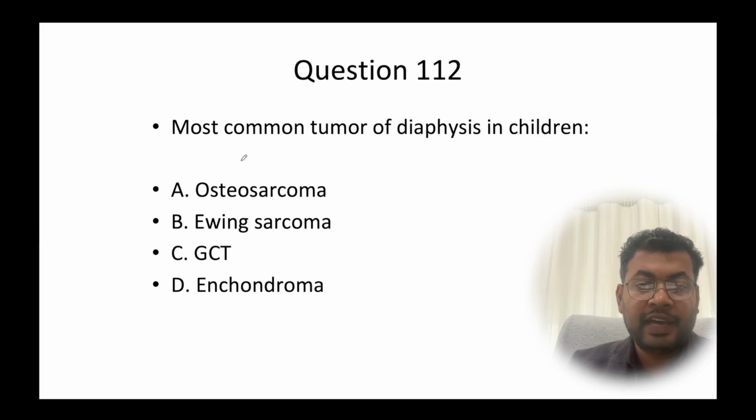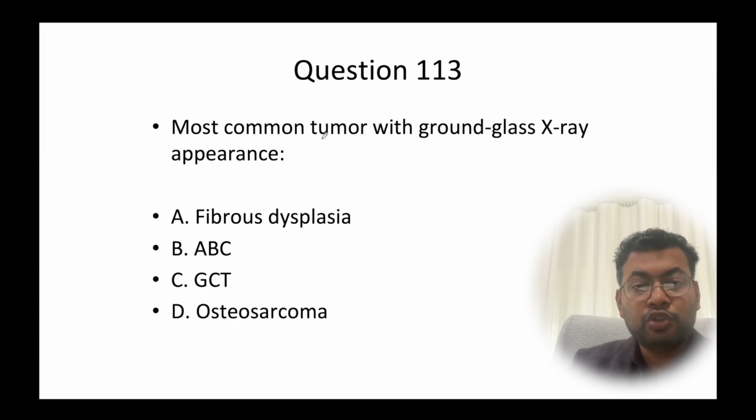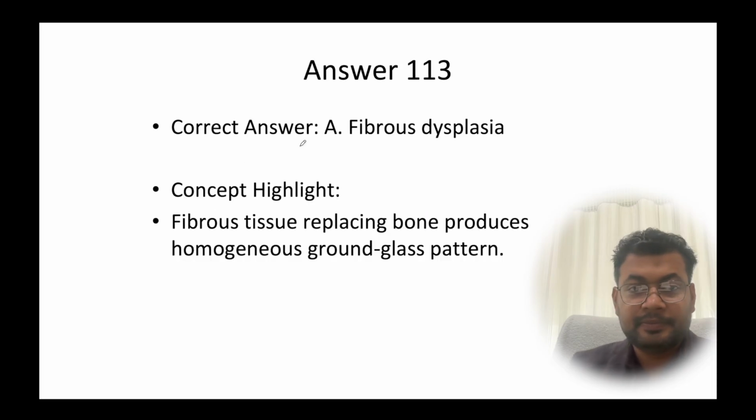Most common tumor of diaphyseal in children. Osteosarcoma is metaphyseal, Ewing sarcoma is diaphyseal, GCT is epiphyseal, and chondroma is metadiaphyseal. The answer is D, B, Ewing sarcoma. Most common tumor with ground glass X-ray appearance, fibrous dysplasia.